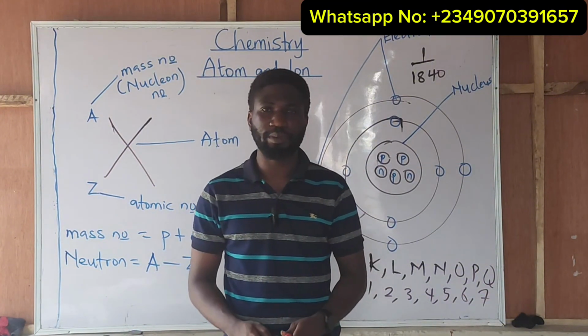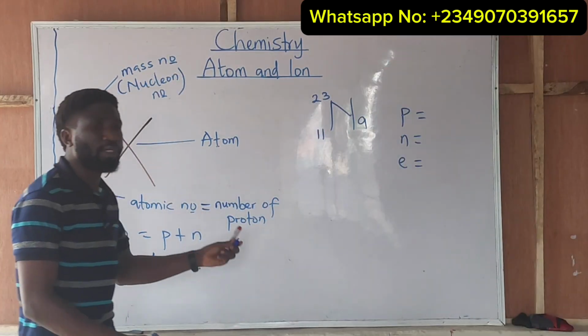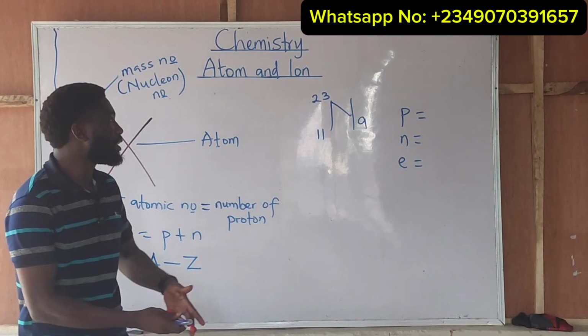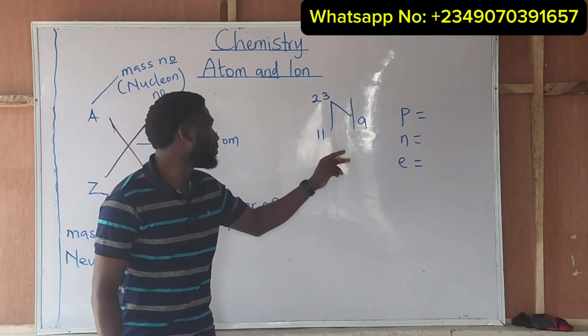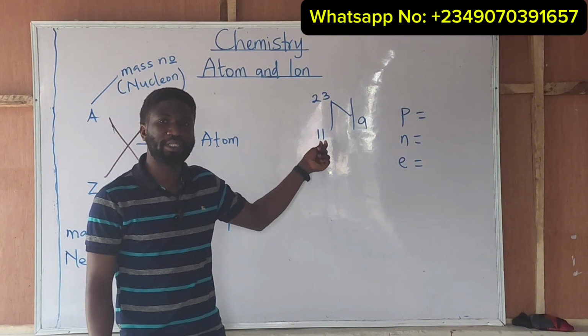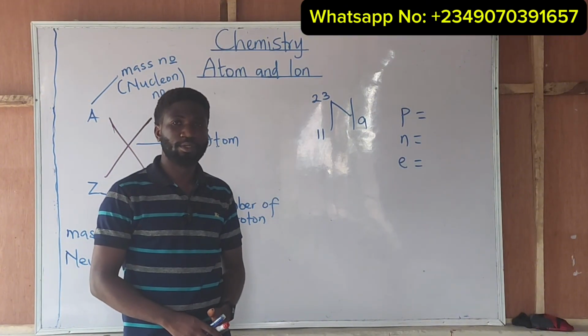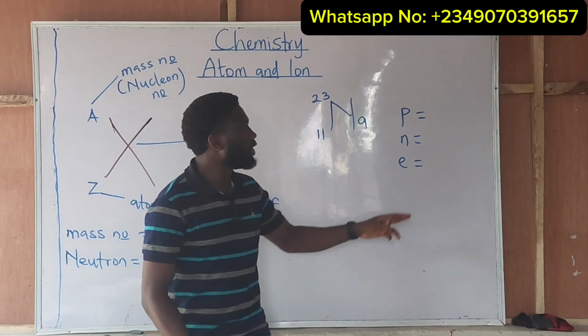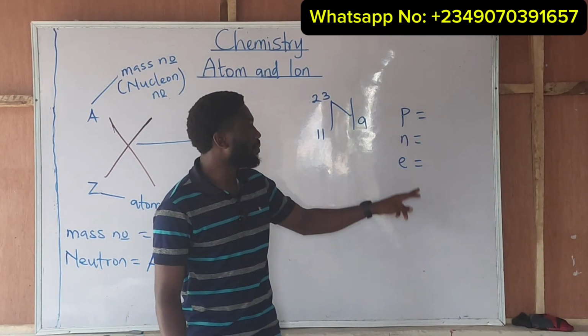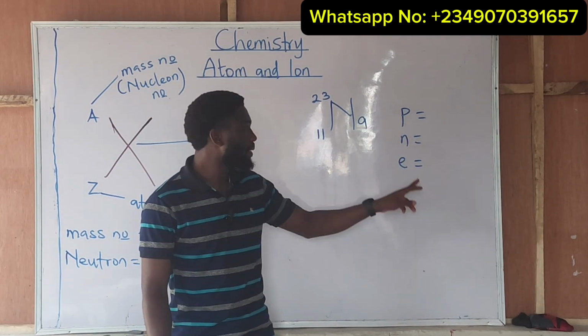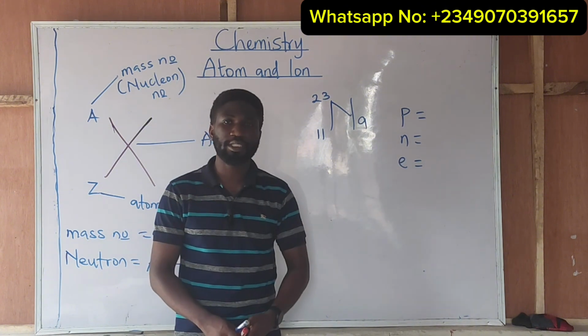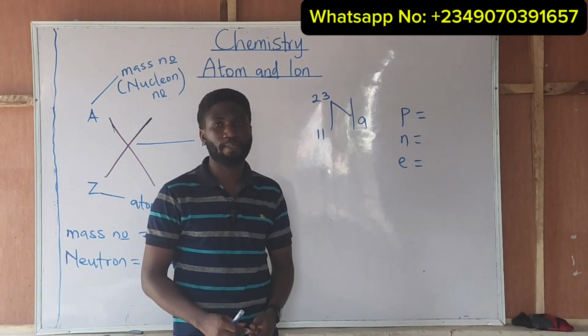So let's take some examples. So here is an example. This is sodium. Sodium has its atomic number to be 11 and then the mass number to be 23. So the question is, what is the number of proton? What is the number of neutron? What is the number of electron of this sodium atom?